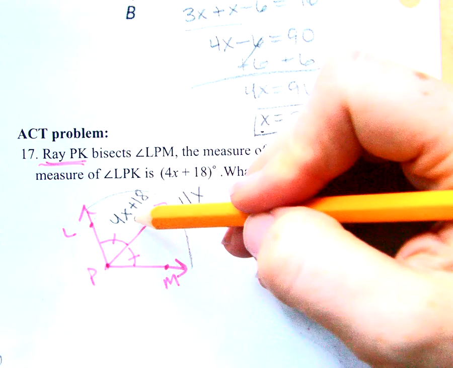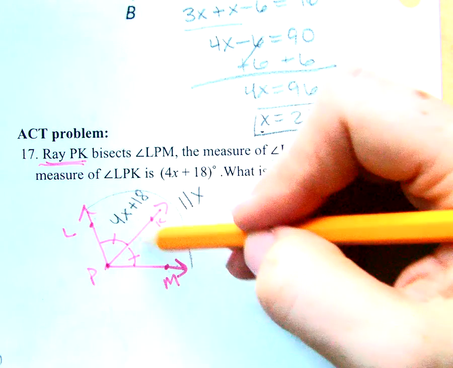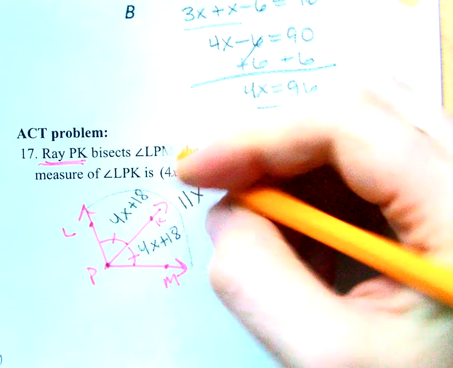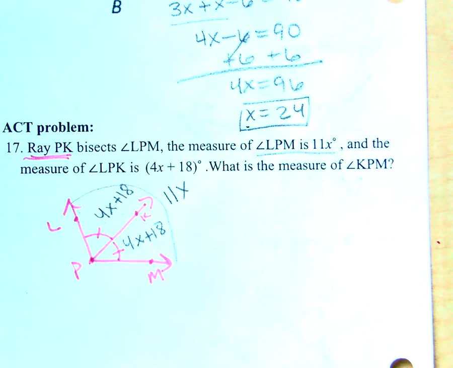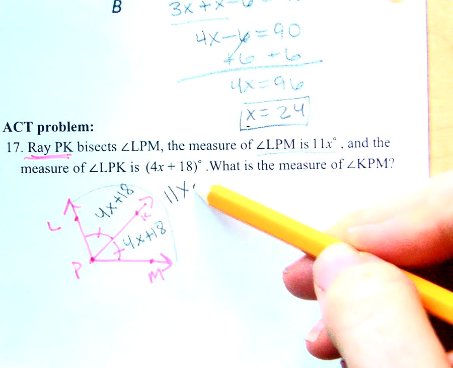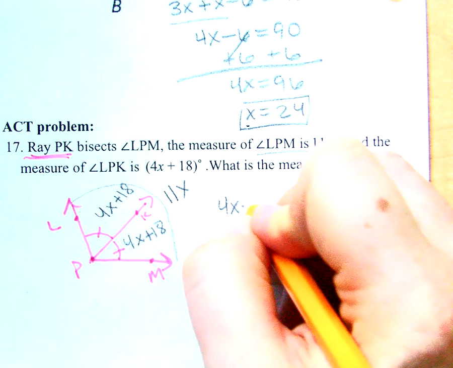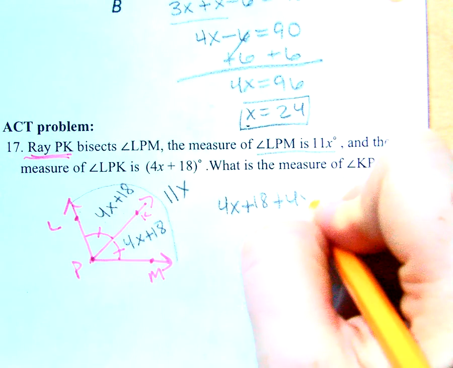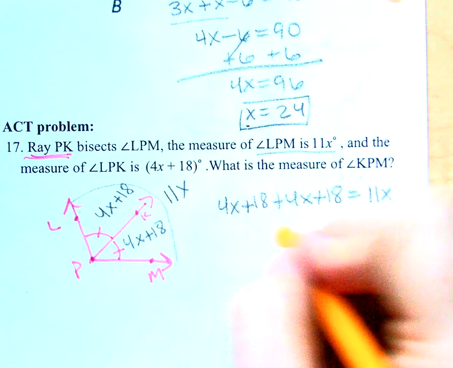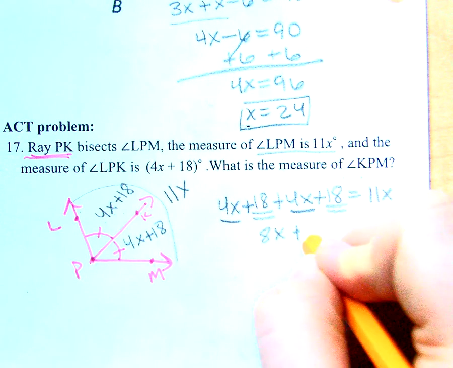So if this is 4x plus 18, and this was the bisector, then these have to be the same measurement. So this has to also be 4x plus 18 because it split it into two equal angles. Then I should be able to combine these and set it equal to this, right? Angle addition. This plus this equals this. So 4x plus 18 plus 4x plus 18 has to be 11x. 4x and 4x is 8x. 18 and 18 is 36.